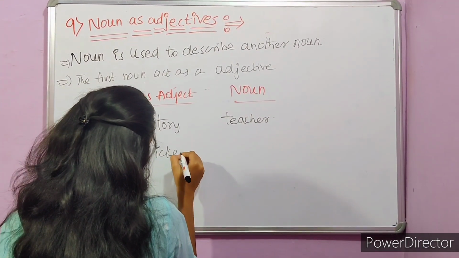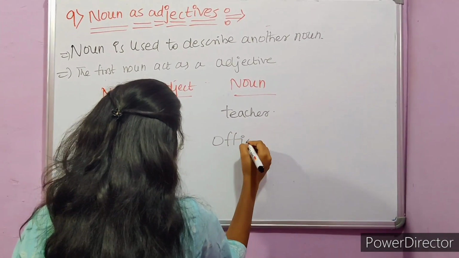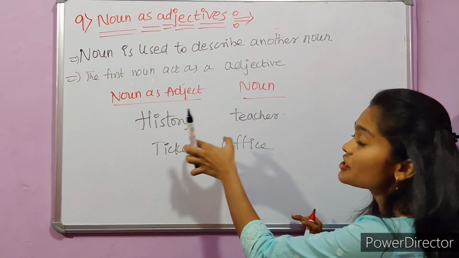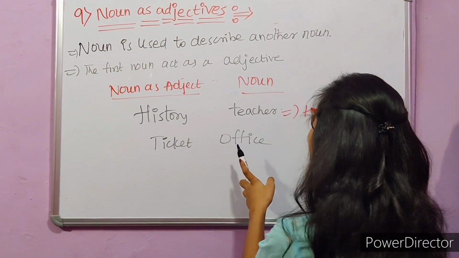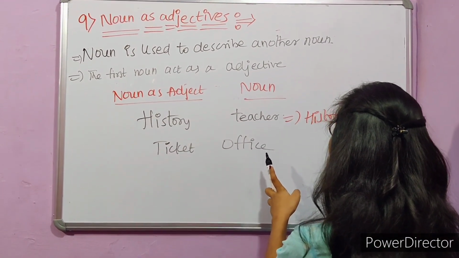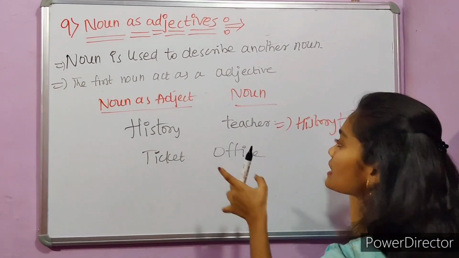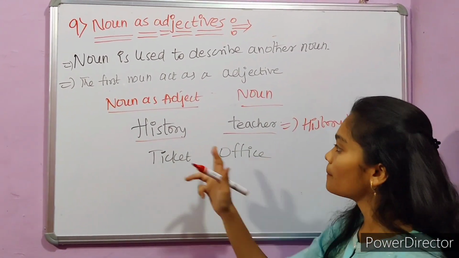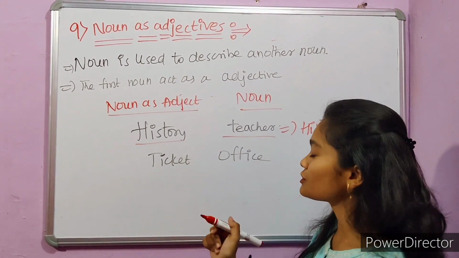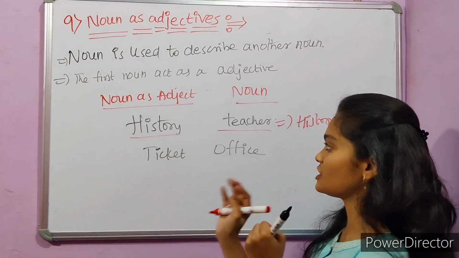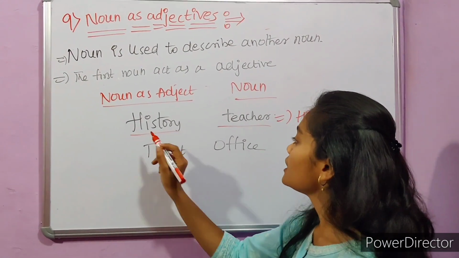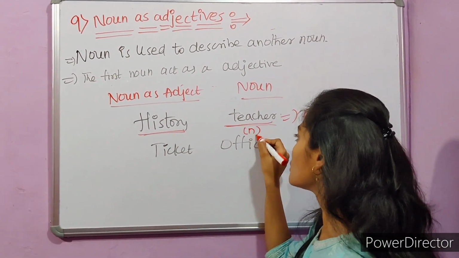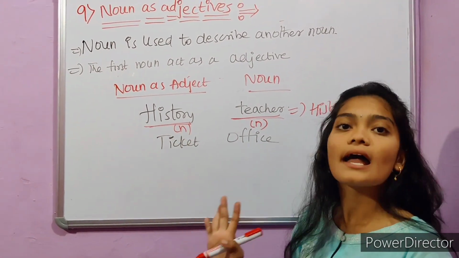Ticket, office. If you observe these two sentences, history teacher. History teacher means here history is a noun and teacher is also a noun. But if we combine these two and write history teacher, this word describes the noun teacher. So this noun acts as an adjective.